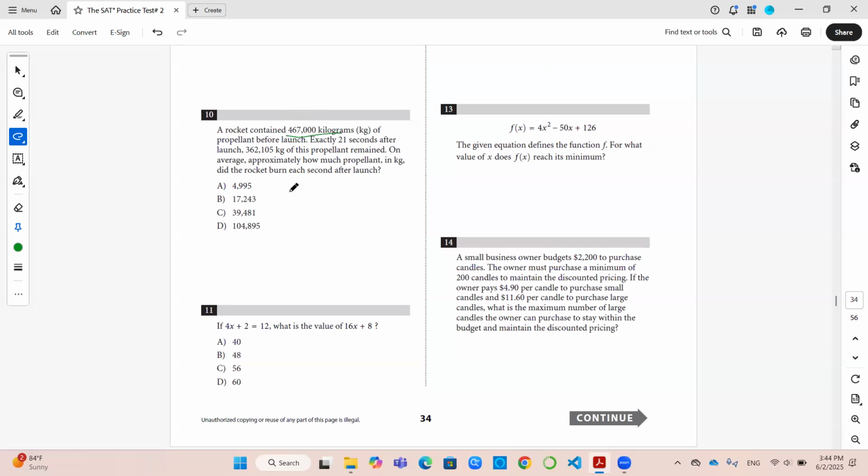So initially we had 467,000, and then it burns some amount for 21 seconds, right? And it's equal to 362,105. Okay. So my m is equal to 4995. So A is the correct answer.